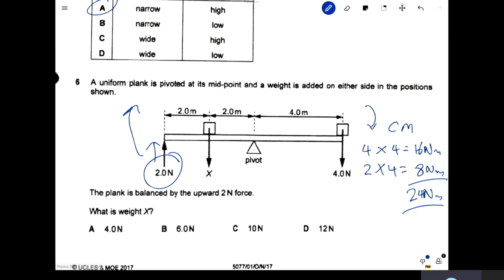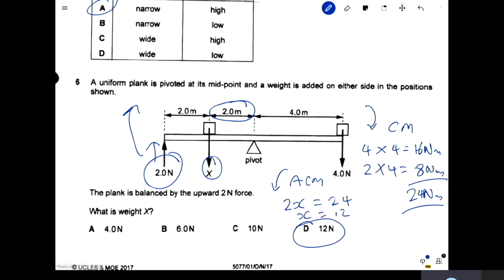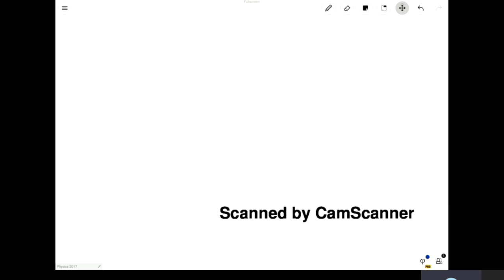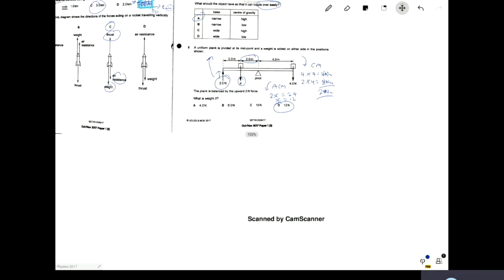Now how about the anti-clockwise moment? Anti-clockwise moment is 2 times x. Correct? So 2x, because the whole thing is balanced, 2x equals 24. So x must be equal to 12. That's D. Tricky, you have to read properly. Next, so that's 6 questions. Next one.